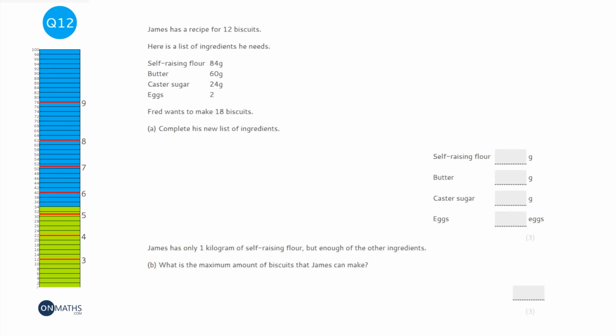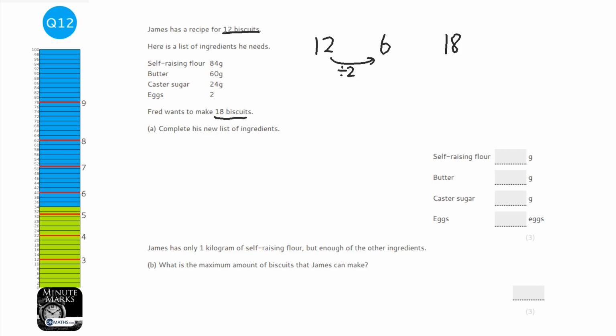Okay, so in this question we're given recipes for 12 biscuits, and that's going to be important. But we're also told that Fred wants to make 18 biscuits. Complete the new list of ingredients, the amounts of the ingredients. So I've got to somehow get from 12 to 18 by just timesing or dividing. I can't really think of a way to get from 12 to 18 easily without a calculator directly. So what I'm going to do is go to 6 first. I'm going to divide the 12 by 2, so halve it, and then I'm going to times the 6 by 3. And that will get me to 18.